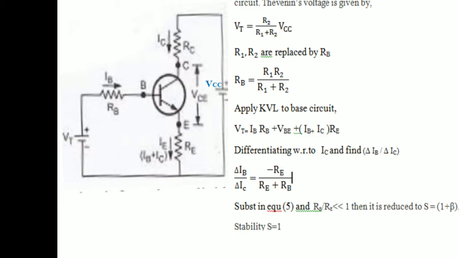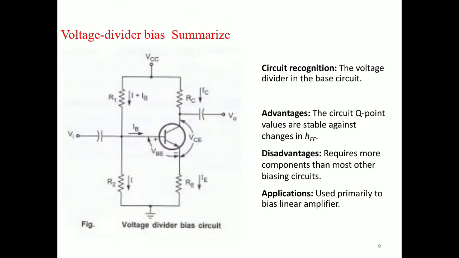So this circuit is most commonly used for the amplifier circuit. To conclude, this circuit is a voltage divider in the base circuit. The advantage is, as already discussed, Q point values are stable against changes in the current gain value. The disadvantage is it has more components on the base, that is one disadvantage. In applications, it is mainly used in the linear amplifier.